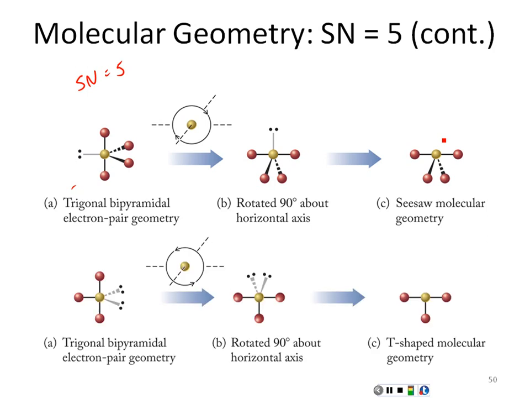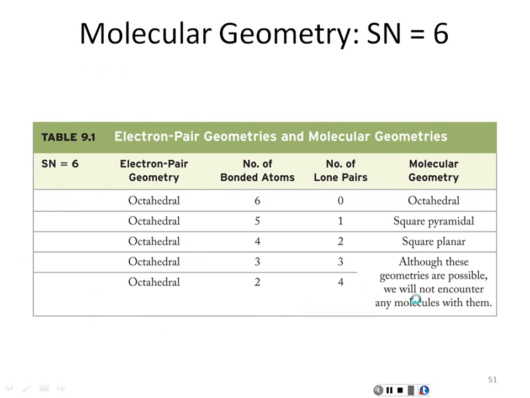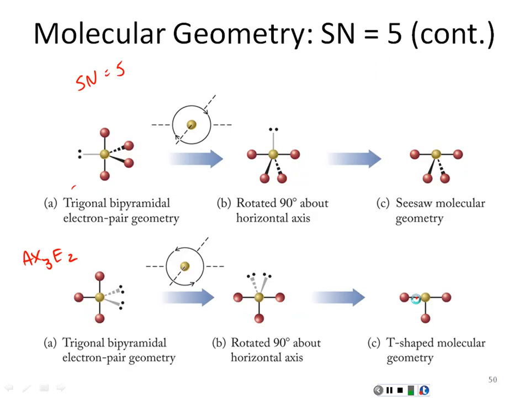Now if we have two lone pairs, AX3E2, we see that the molecular geometry becomes something that resembles a T. And I should mention too, we talked about three lone pairs. If you just remove one of those atoms from the T shape, you would remove that one, and you would get a linear molecule.